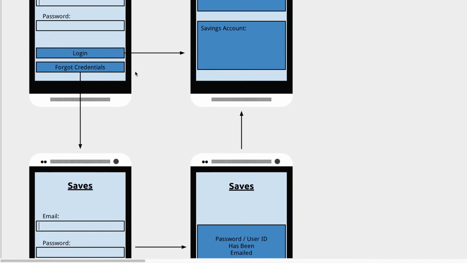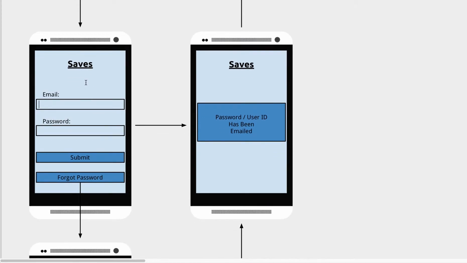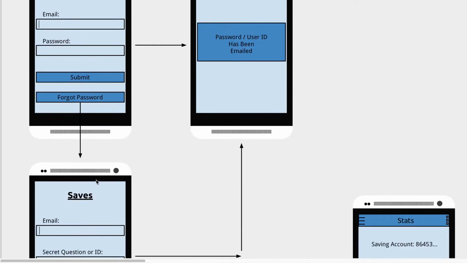We'll just say, okay, clicked Forgot Credentials, and then we'd be greeted with this screen next, which would prompt you again for both email and password. And then you'd either be able to click Submit, which would take you to this screen: password user ID has been emailed. Or you could continue on here with this second button that would say Forgot Password.